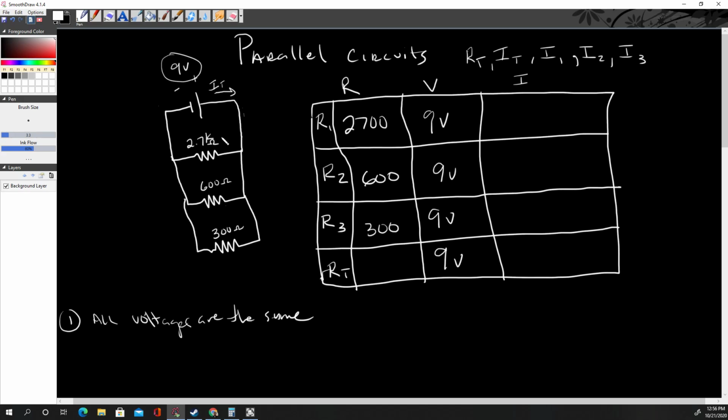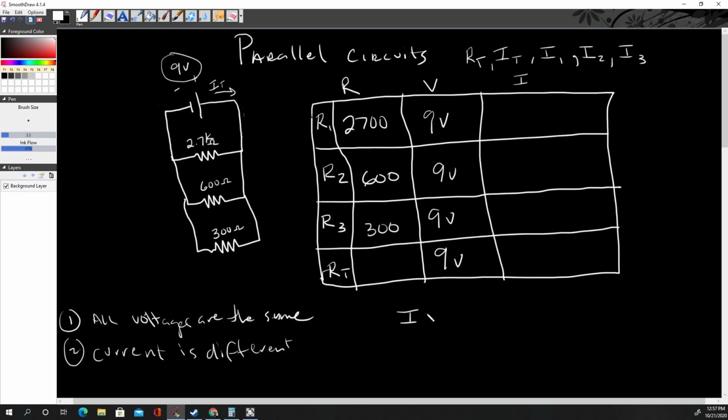That's the opposite of before. In series, the voltages were all different. And the current was all the same. This one is the current is different for each resistor. Okay? So here we actually have to calculate it. Using these two, we'll calculate it. Using these two, we'll calculate this one. Using these two, we'll calculate that one.